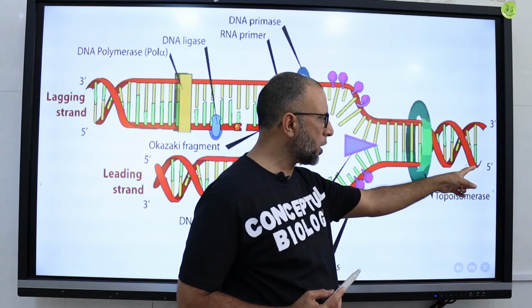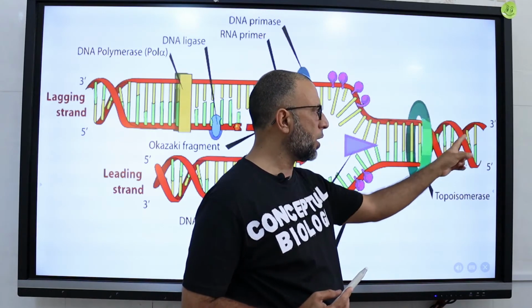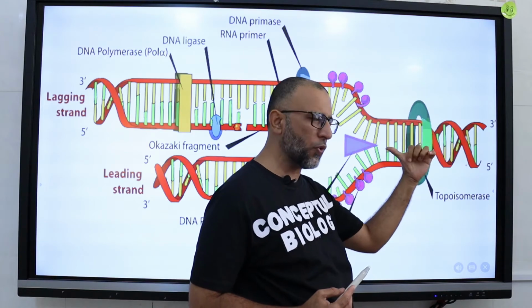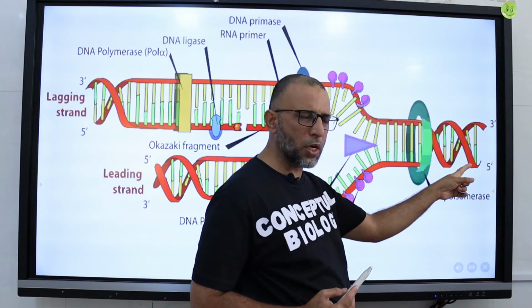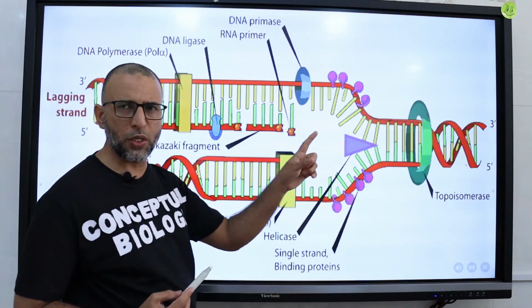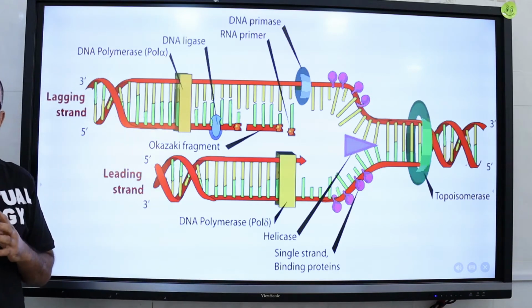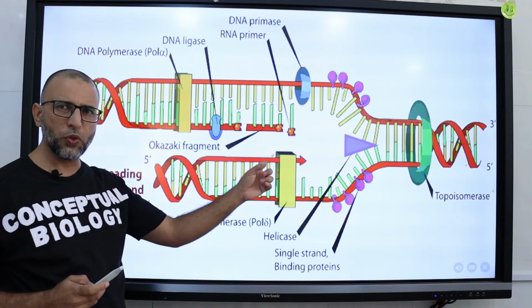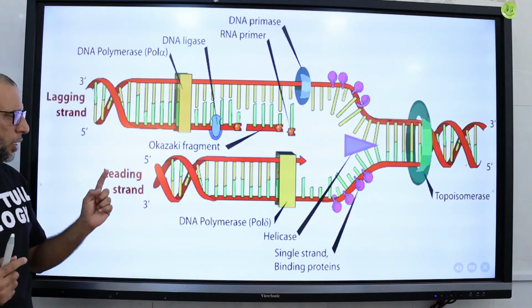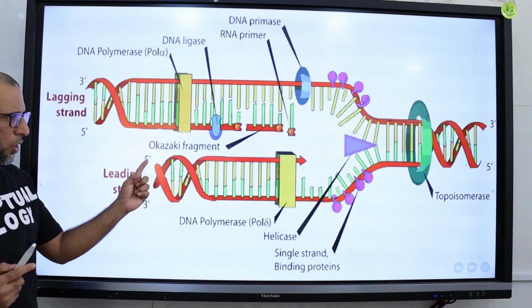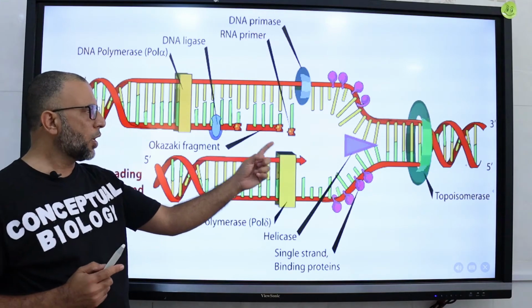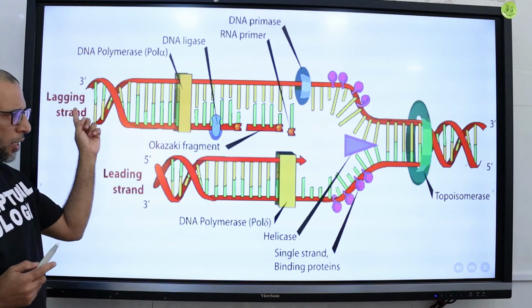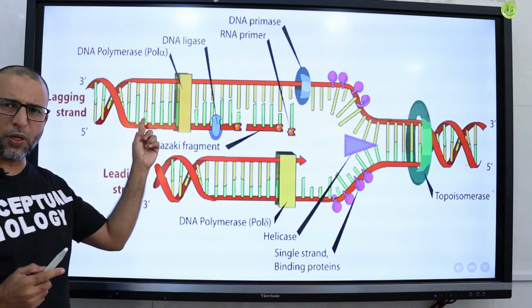One strand is directed from 5' to 3' and the second strand is 3' to 5'. So these two strands are anti-parallel to each other, and DNA can only be synthesized in one direction, and that is 5' to 3'. So one strand, the leading strand, is growing towards the replication fork, and the second strand, which is called the lagging strand, is growing away from the replication fork.